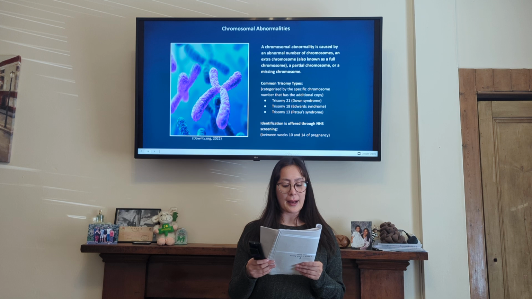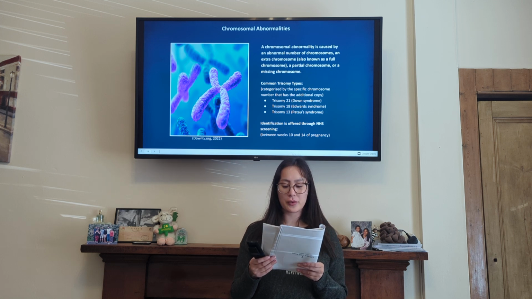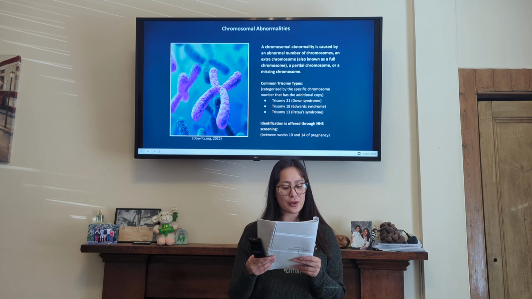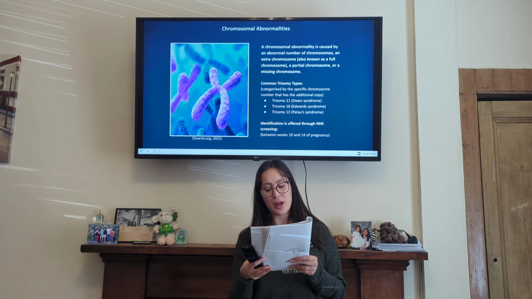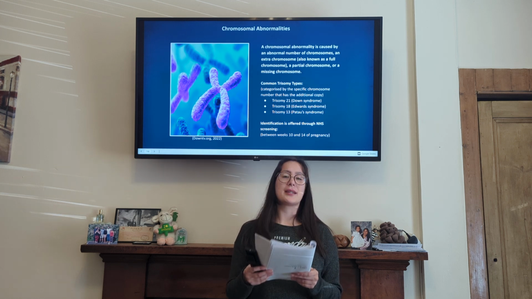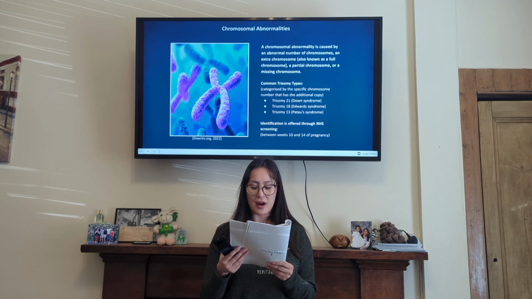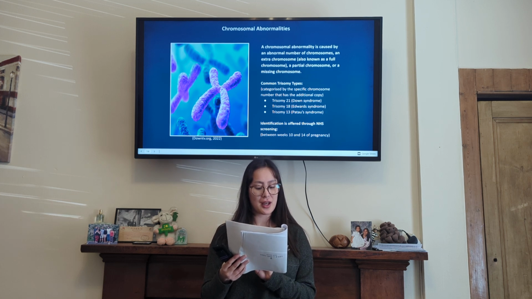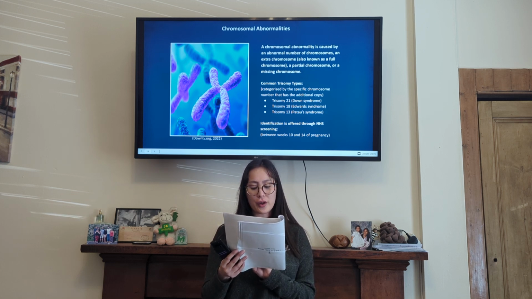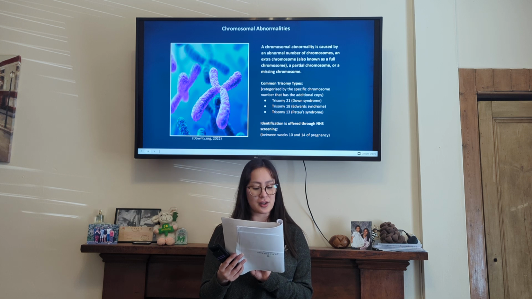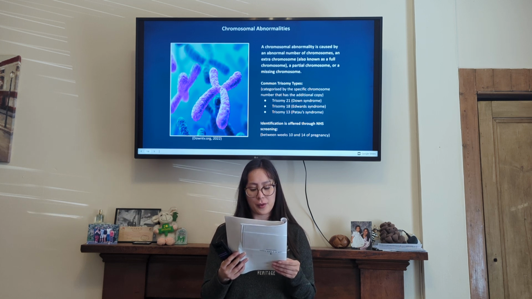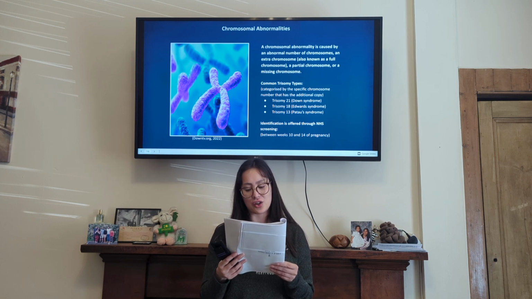A chromosomal abnormality is caused by an abnormal number of chromosomes: an extra chromosome, also known as a full chromosome, a partial chromosome, or a missing chromosome. Normally, humans have 46 chromosomes altogether, and they are arranged into 23 pairs. If there is an extra copy of one of these chromosomes, trisomy occurs, which causes development and health problems for the growing fetus.